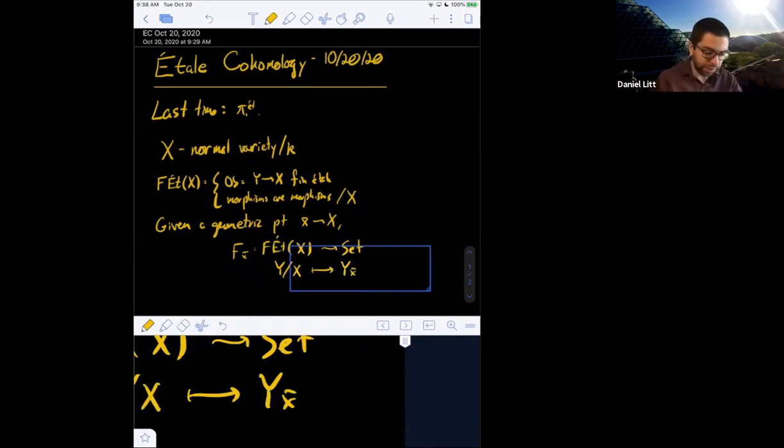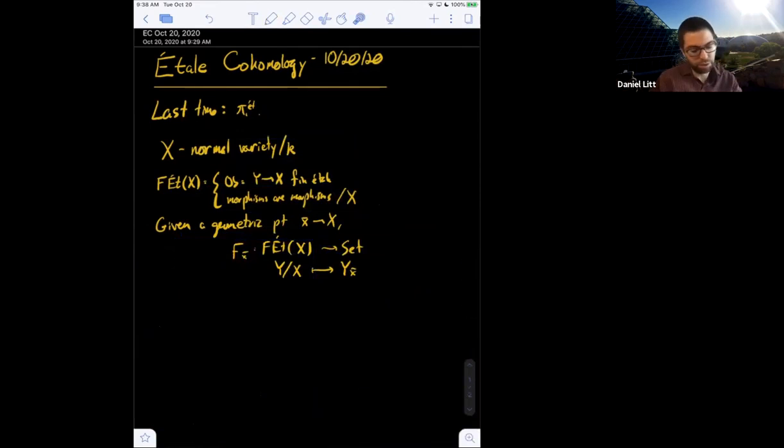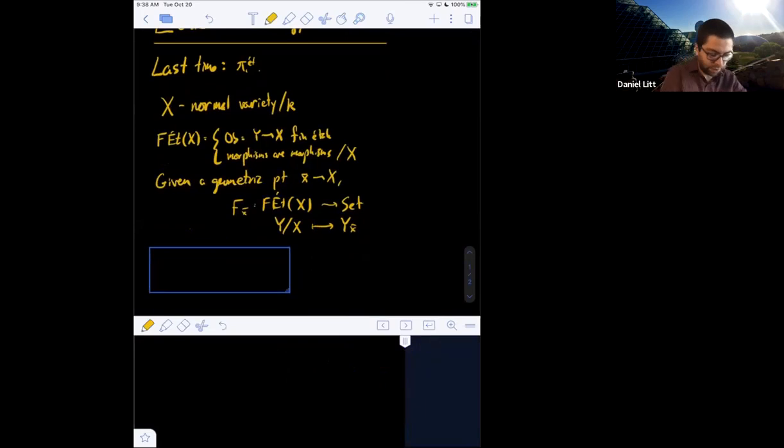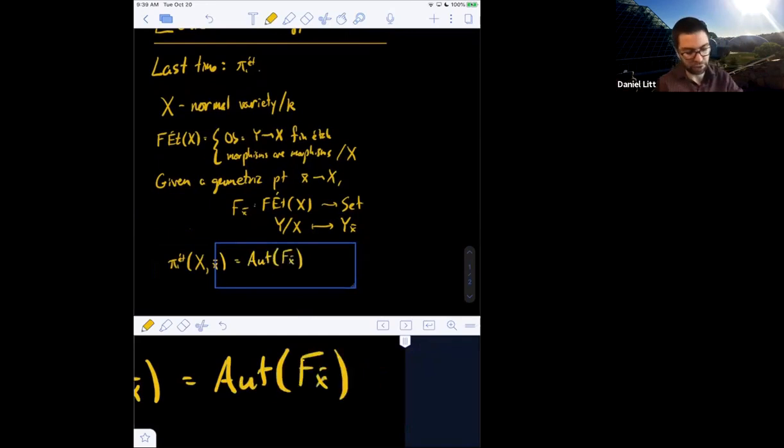And maybe it's worth remarking, here X is a variety over K, but this geometric point doesn't have to be Spec K bar. It could be, for example, an algebraic closure of the residue field of the generic point of X, so the fraction field of X, mapped to the generic point, and that's a perfectly good base point for a fundamental group. Okay, and then finally, we defined the étale fundamental group of X to be the automorphism group of this functor F_X bar, which we called a fiber functor.